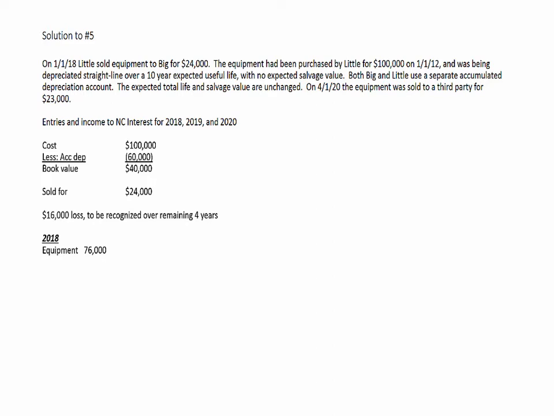So first, in 2018, our first elimination entry, we're going to go ahead and debit equipment for $76,000. Again, that equipment is on Big's books for $24,000. The correct historical cost is $100,000, so we need to write it up from 24 to 100, an increase of $76,000. We need to go ahead and reinstate the $60,000 of accumulated depreciation that was eliminated at the time of the intercompany sale, and we're going to go ahead and eliminate that $16,000 loss that Little is reporting on their income statement.